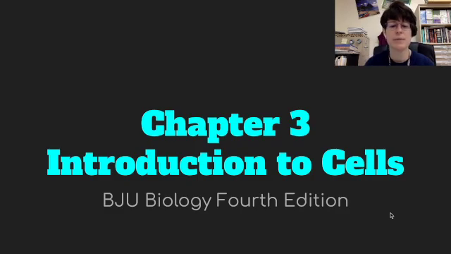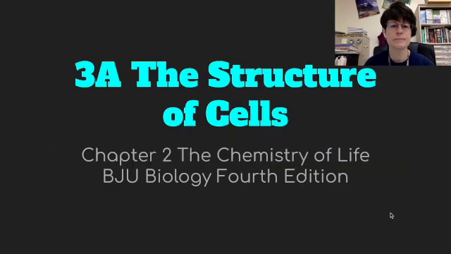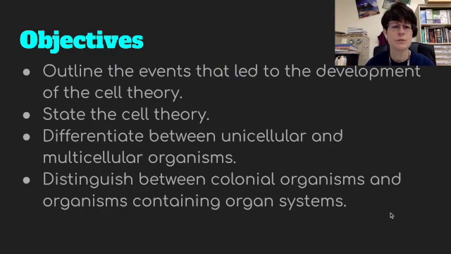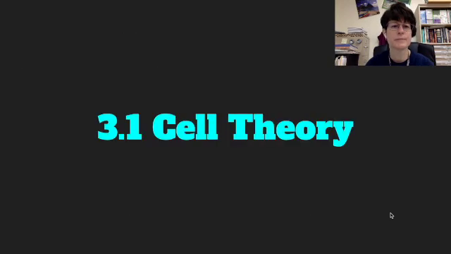This is from BJU Biology's 4th edition. So, the first thing we want to talk about is Section 3A, the structure of cells. Our objectives for today's video are to outline the events that led to the development of the cell theory, state the cell theory, differentiate between unicellular and multicellular organisms, and distinguish between colonial organisms and organisms containing organ systems.